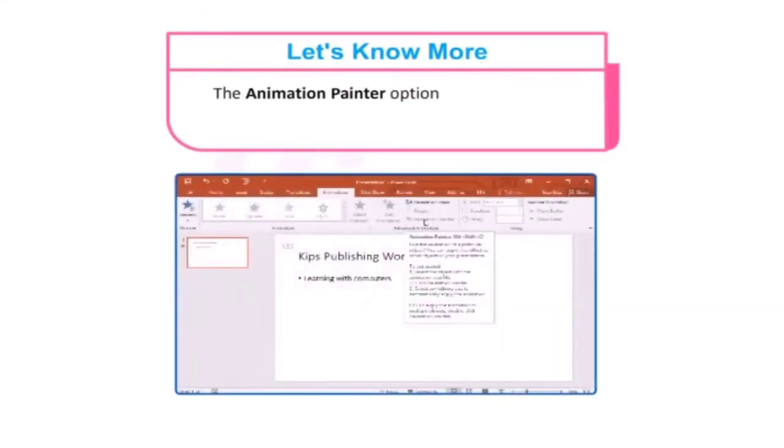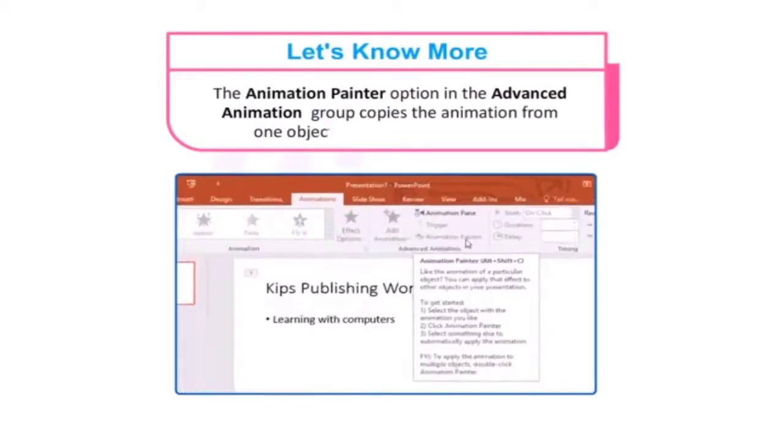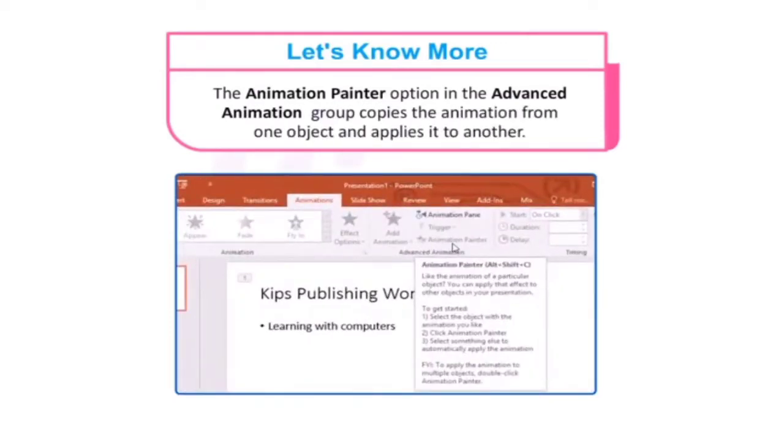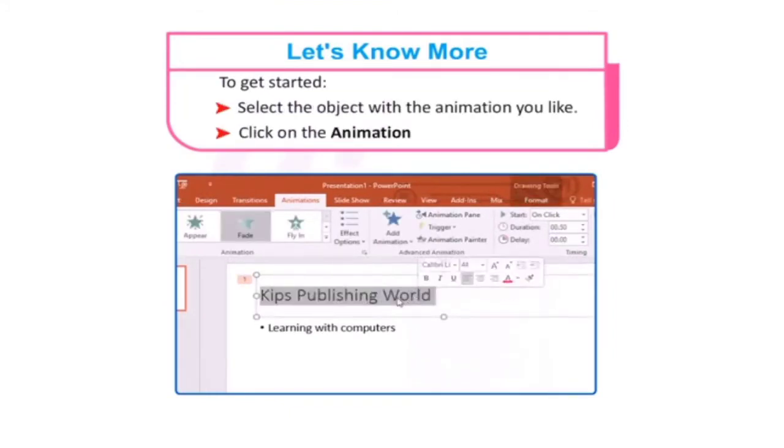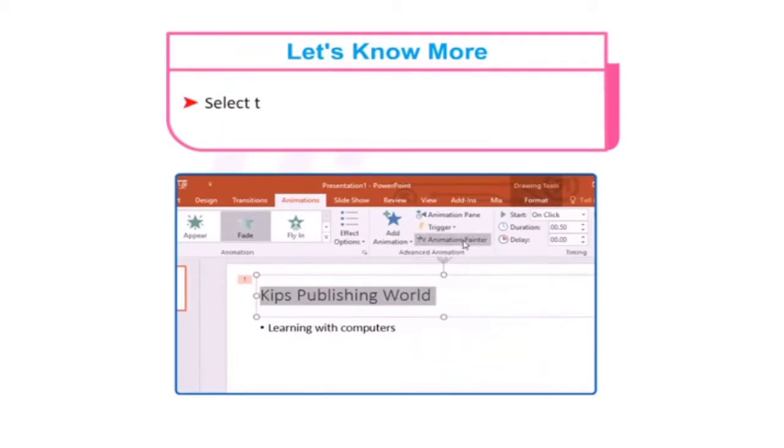Okay students, let's know more. The Animation Painter option in the Advanced Animation group copies the animation from one object and applies it to another. To get started, select the object with the animation you like. Click on the Animation Painter. Select the target object on which the animation is to be applied.